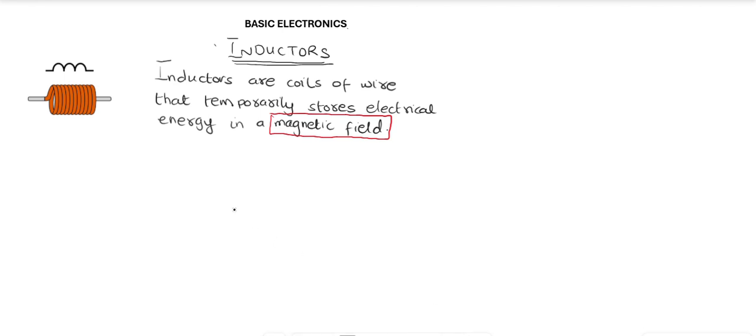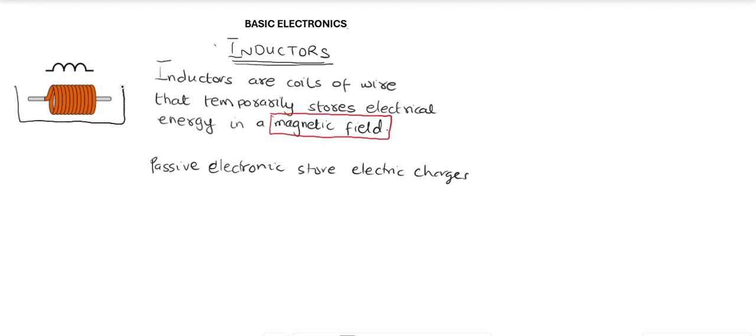All right. So with that in place, an inductor is also a passive electronic component. Just as I said, it will store charges temporarily in a magnetic field. If you look at the diagram, this is a typical example of an inductor. In terms of circuit diagram, you can have it as this to be your inductor.